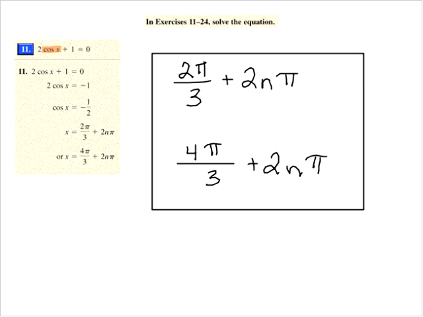I would say that most students forget to put in that plus 2n pi when they're solving equations. So don't forget that plus 2n pi at the end.